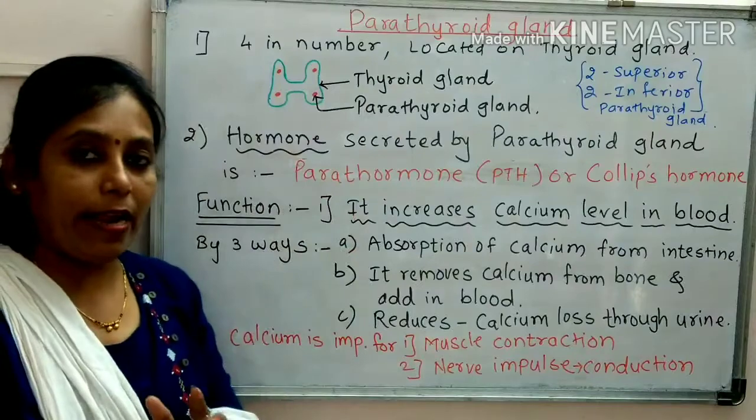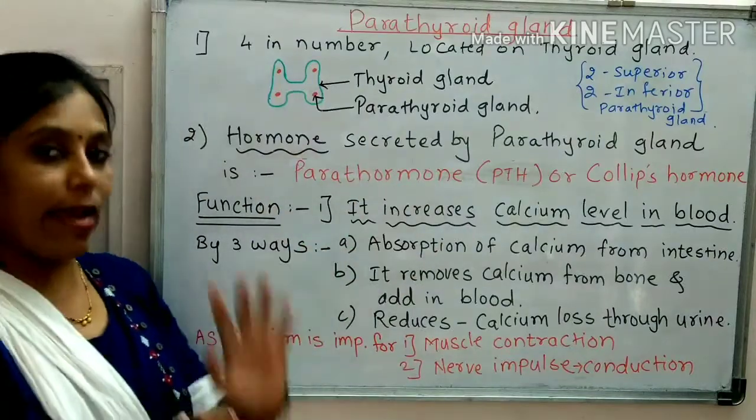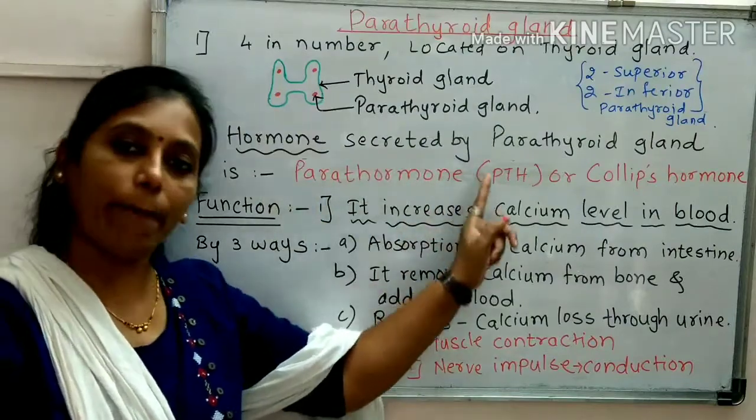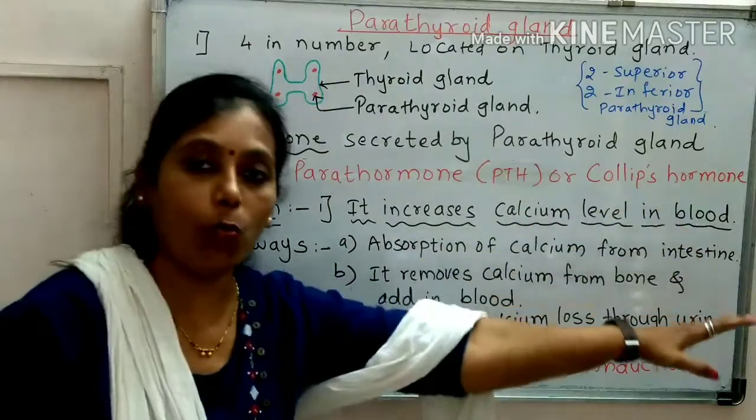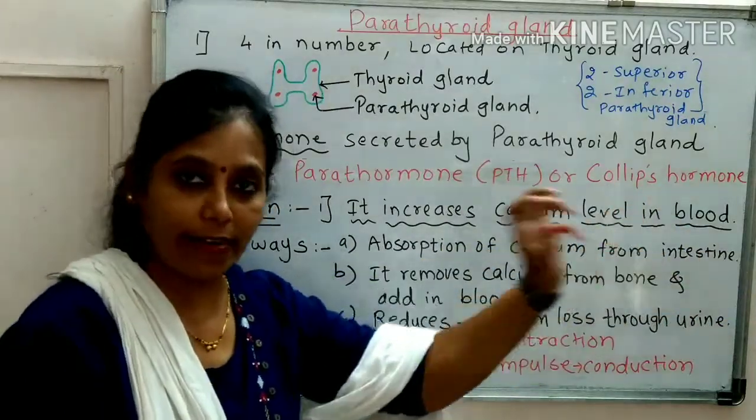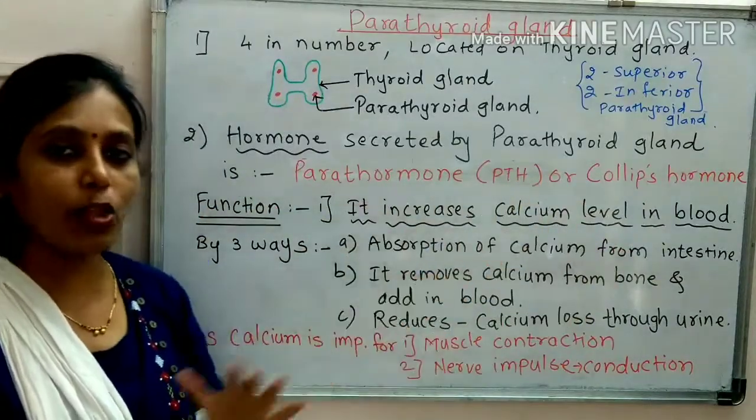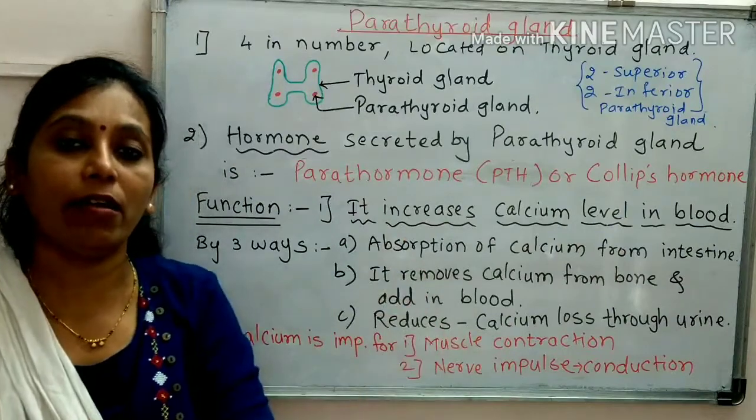This parathyroid gland secretes one hormone, and this hormone is called parathormone. In short, it is called PTH, or it is also called Collip's hormone. It is the name of the scientist. What is the function of PTH, that is parathormone? It increases the calcium level in the blood.